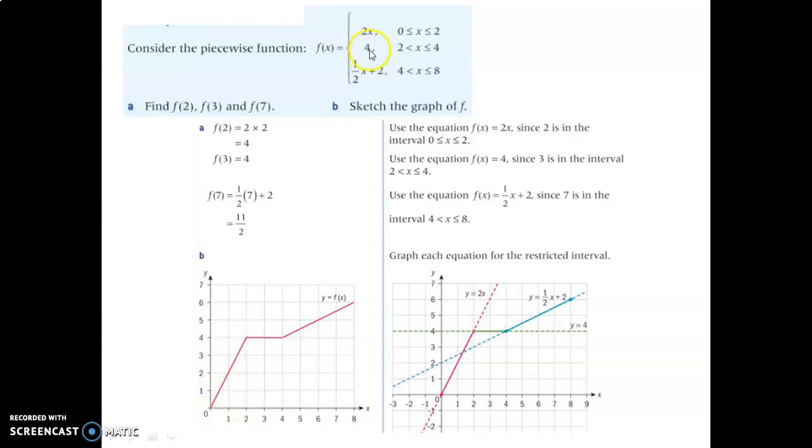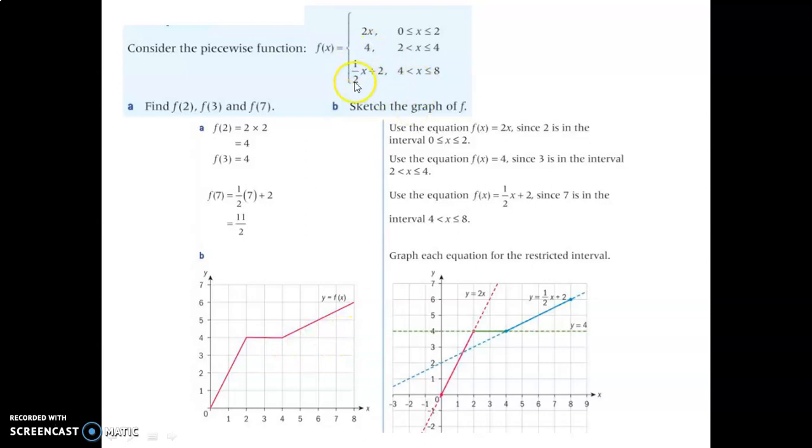And now the next function kicks in, and that exists between 2 and 4. So between 2 and 4, the function looks like this. It looks like y equals 4, and that's what we see here, a horizontal line, y equals 4. Finally, we have the third part between 4 and 8, so now we're going from 4 to 8. Our domain is 4 to 8. Between those x values, it looks like this.